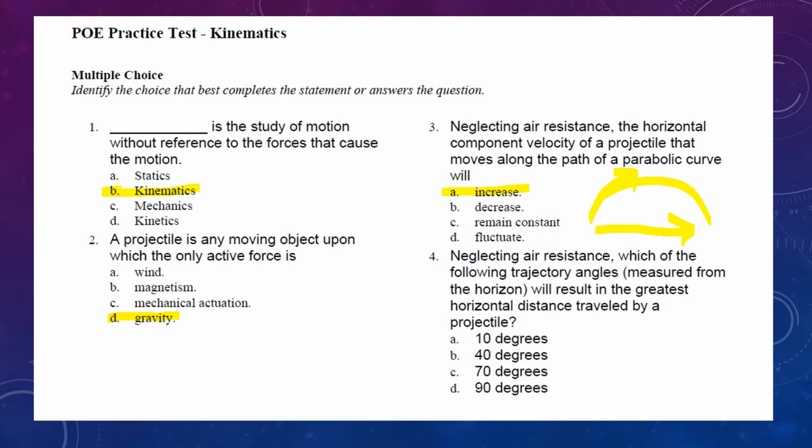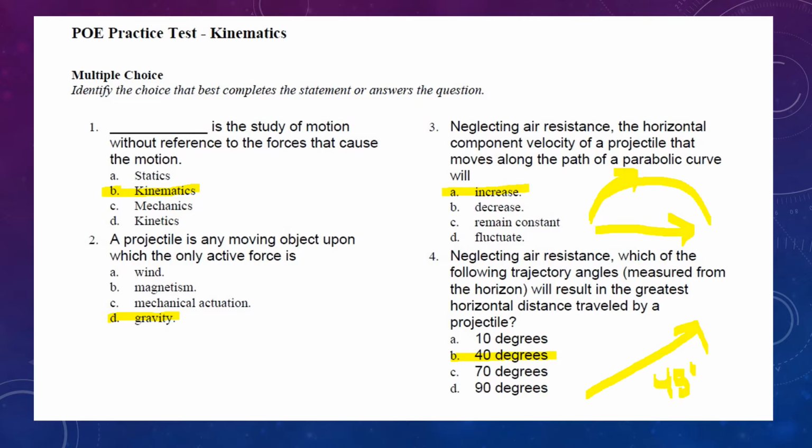Number 4, neglecting air resistance. Which of the following trajectory angles measured from the horizon will result in the greatest horizontal distance traveled by a projectile? That's going to be, for this answer, 40 degrees. The angle that is going to produce the greatest distance traveled is actually going to be a 45-degree angle. So if you don't have a 45-degree angle, the closest thing that you have to it in this case is going to be 40 degrees.